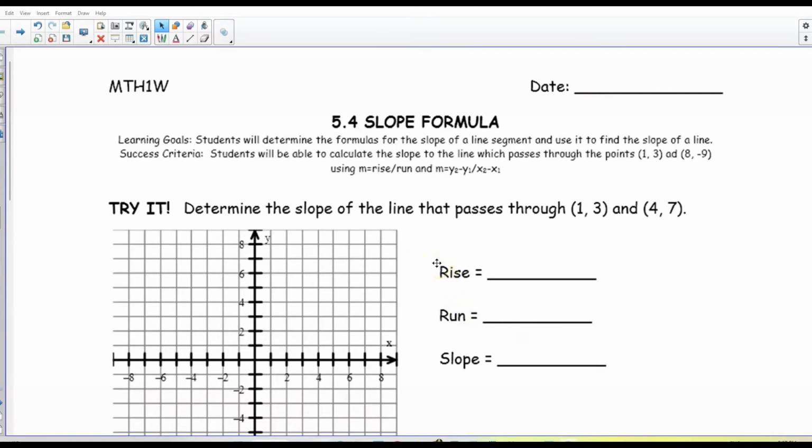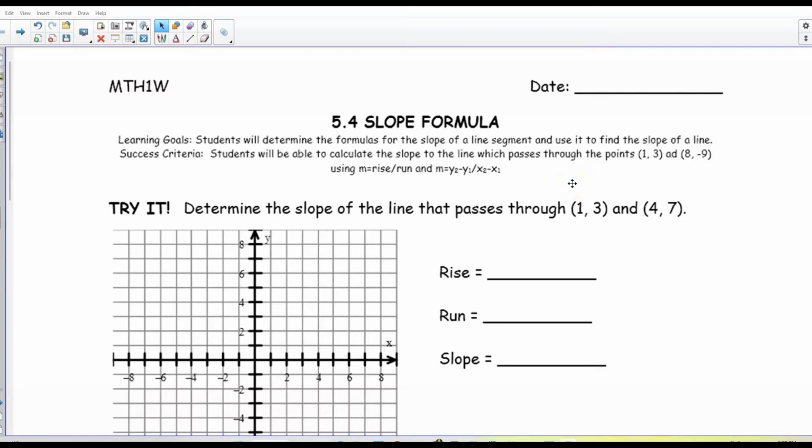One of the learning goals: we're going to try to determine the formula for the slope of a line segment and use it to find the slope of a line. Hopefully by the end of this, you'll be able to calculate the slope of the line which passes through a point and has a certain slope, or a certain rise and run.